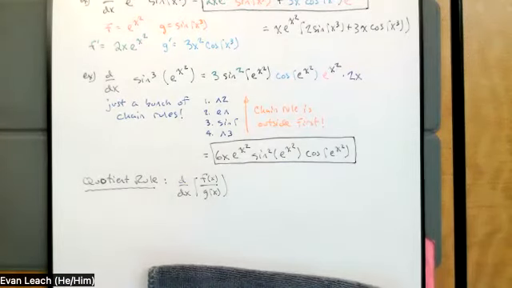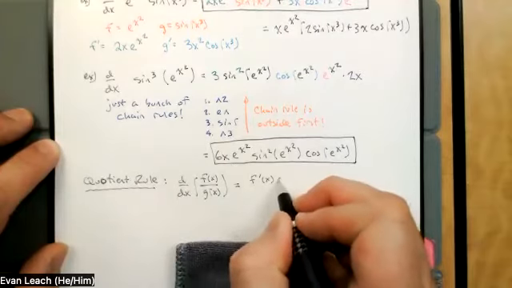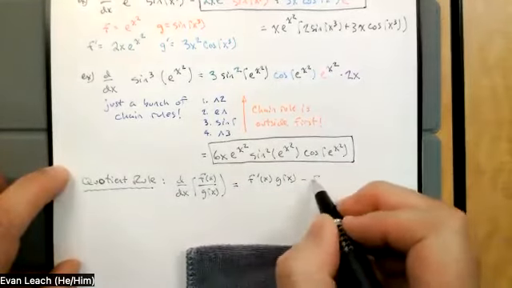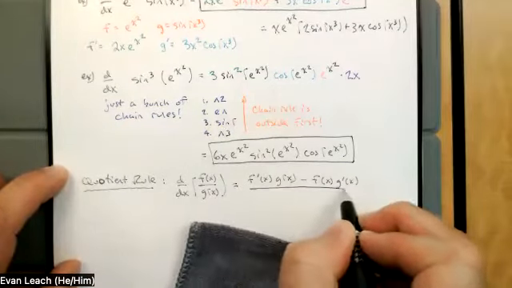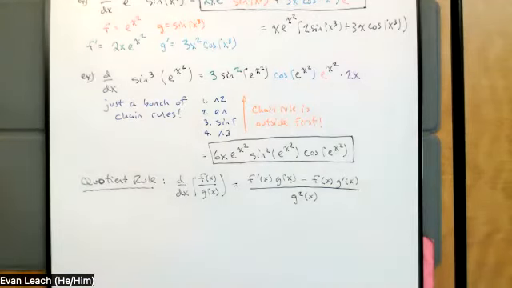So this is how differentiation breaks over division. You still lead with f prime g, but now you subtract f g prime, all over g squared. F prime g minus f g prime over g squared. F prime g minus f g prime over g squared.